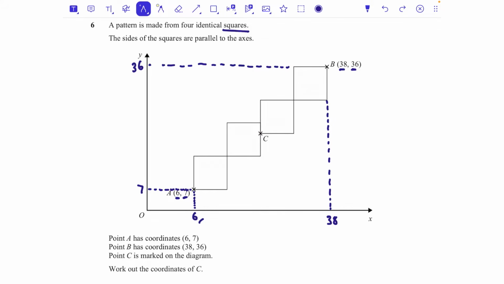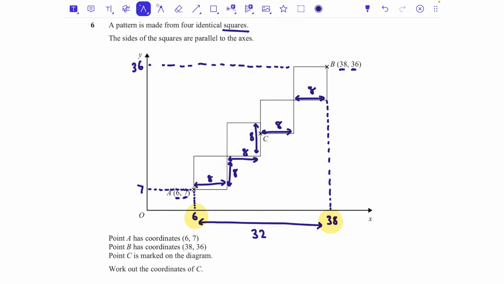But if we look going across, we can see that these 4 squares are all sat side by side touching each other. So I'm going to look, how far is it to get from 6 to 38? That would have a width of 32. And there's 4 identical squares in that space. So that means that it's 8 across each one, because 32 divided by 4 is 8. So each square must be 8 wide. And if we know it's 8 wide, we also know that it's 8 tall, because it's a square.